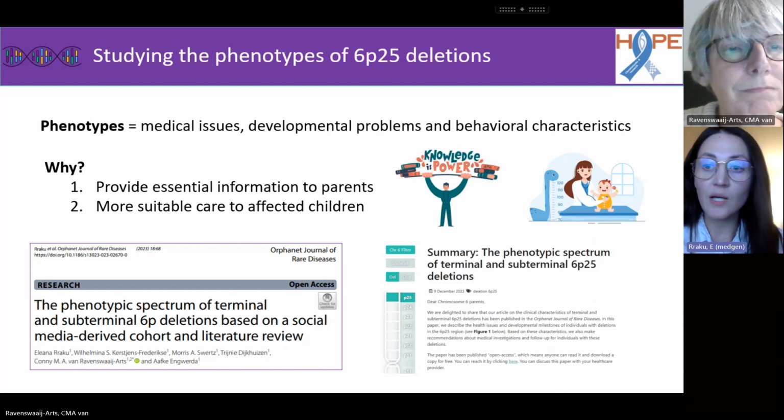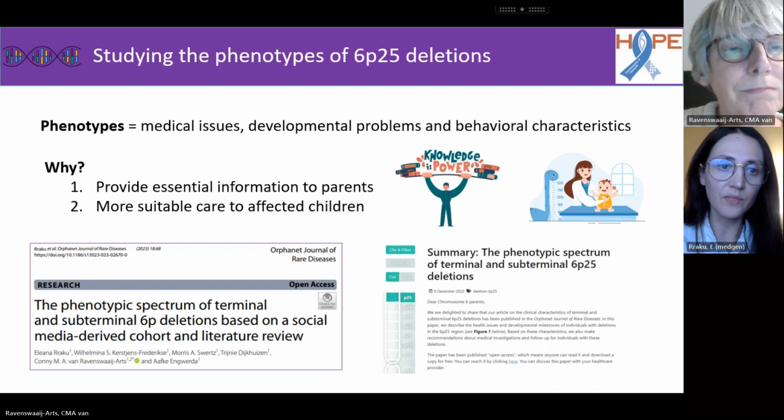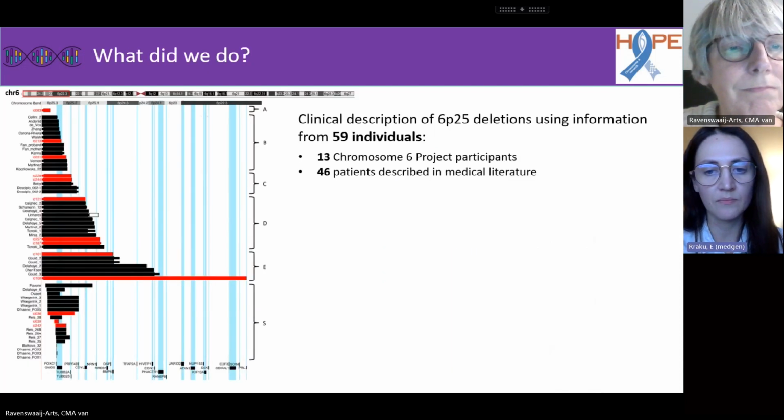In the summary, we also explain how to read the different tables in the paper, and the paper is open access, which means anyone can access it online for free. I will now also give a summary of our results.